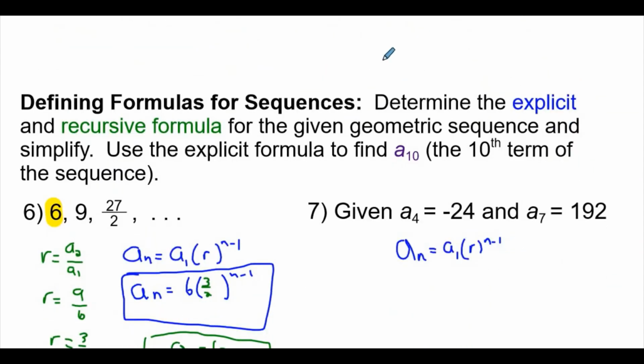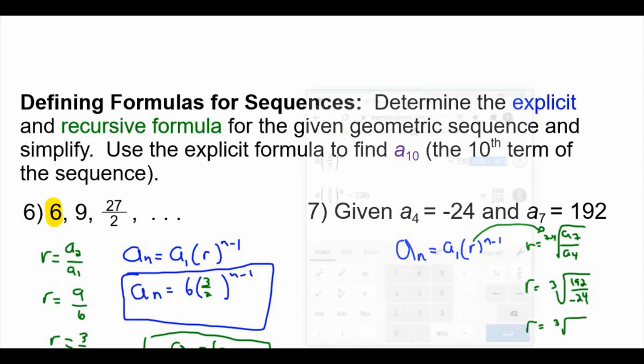So in this problem, to find r, what we're going to do is come over here and say, okay, they gave us a7 and they gave us a4. To find r, I would divide those because it's a common ratio, but I'd have to root the difference between the two. So 7 minus 4. In this case, r will be the third root of the ratio 192 divided by negative 24. And I just wouldn't trust your brain on this. You're going to want to make sure you're using a calculator.